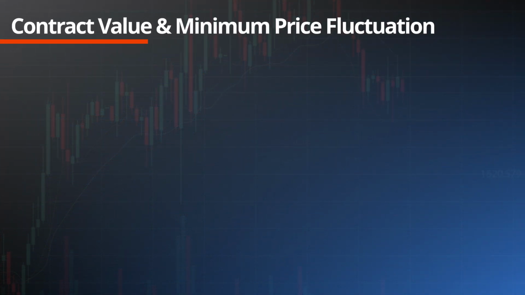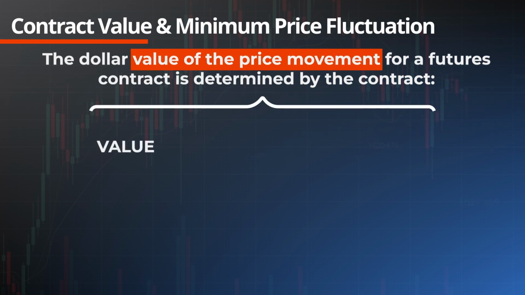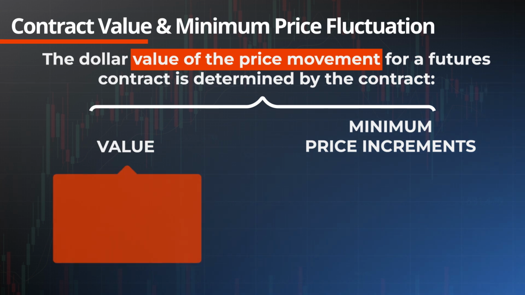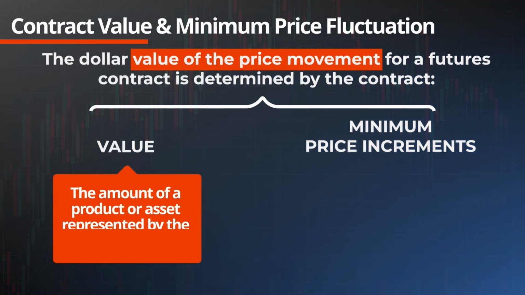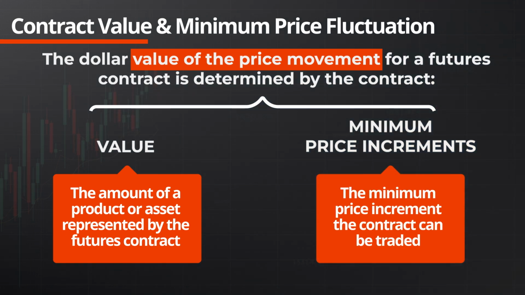Contract value and minimum price fluctuation. The dollar value of the price movement for a futures contract is determined by the contract value and the minimum price increment. The contract value is the amount of a product or asset represented by the futures contract, and the minimum price fluctuation is the minimum price increment the contract can be traded. Together, these values calculate the value of a minimum price move.